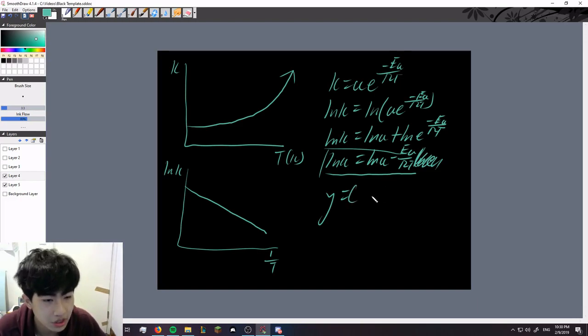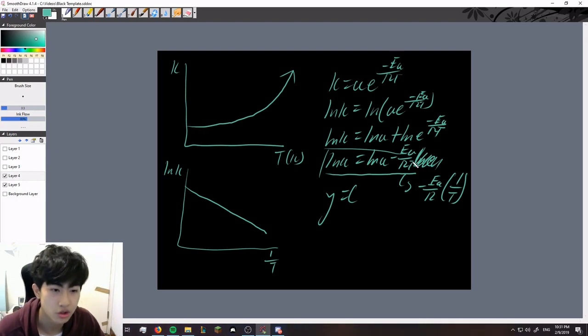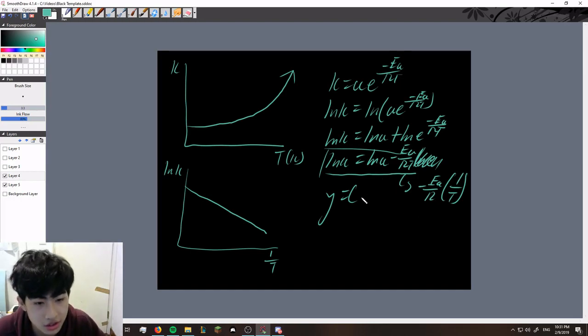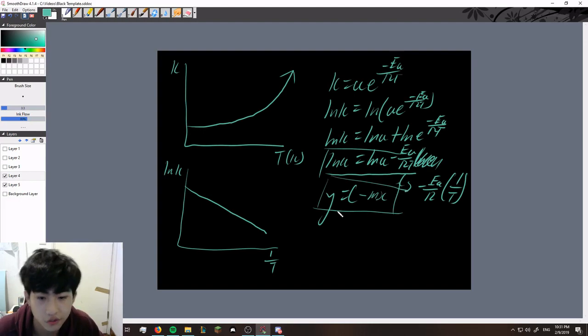Now we can actually split EA over RT into negative EA over R multiplied by 1 over T. If we multiply the denominator together, we will just return to what we formerly had. And from this, we can isolate our independent variable temperature and what it's multiplied by. This constant, negative EA over R. It's still going to be a constant, so minus mx. It's very similar to the form of a linear curve.